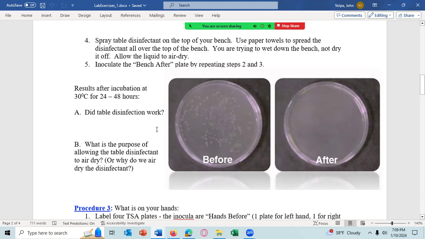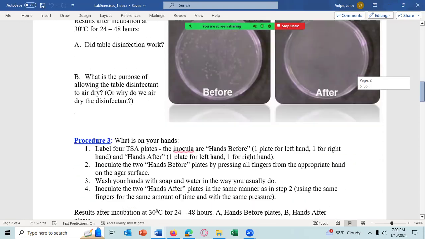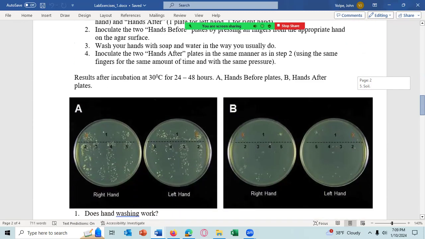Answer the question, did table disinfection work? And then procedure 2B, what's the purpose of allowing the table disinfectant to air dry? Or why do we air dry the disinfectant? So answer that question. Procedure 3, what is on your hands?